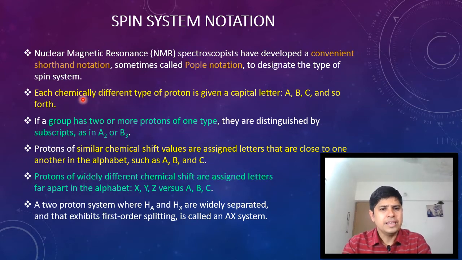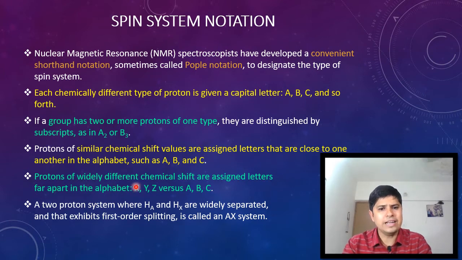Let us see. Each chemically different type of proton is given a capital letter: A, B, C and so forth. If a group has two or more protons of one type, they are distinguished by subscripts, as in A2 or B3. Protons of similar chemical shift values are assigned letters that are close to one another in the alphabet, such as A, B and C.